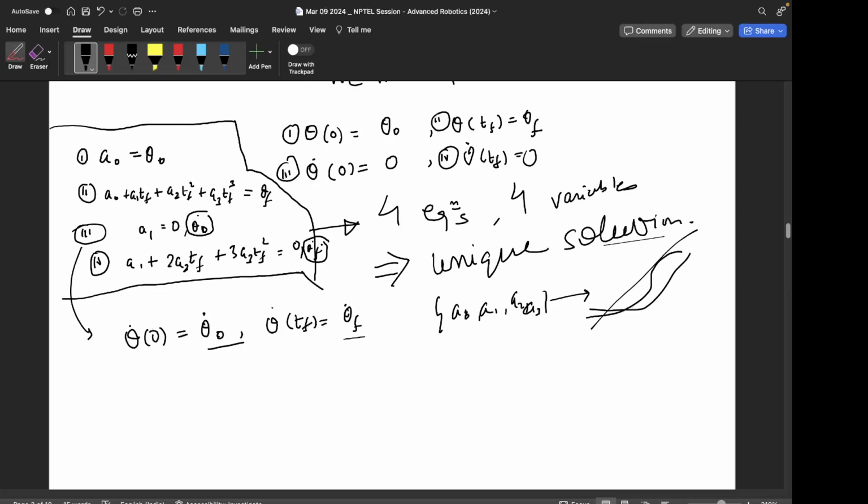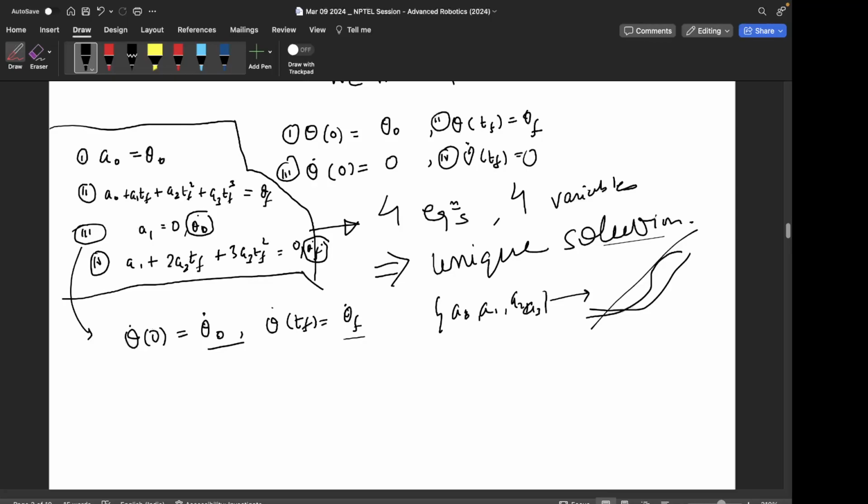You will get four equations and four variables. You can solve it, and usually you won't solve it by hand. You can either use the closed form expressions for a0, a1, a2, a3 which have been derived, or you can use tools like MATLAB to solve this almost instantly. So planning cubic trajectories is very straightforward.